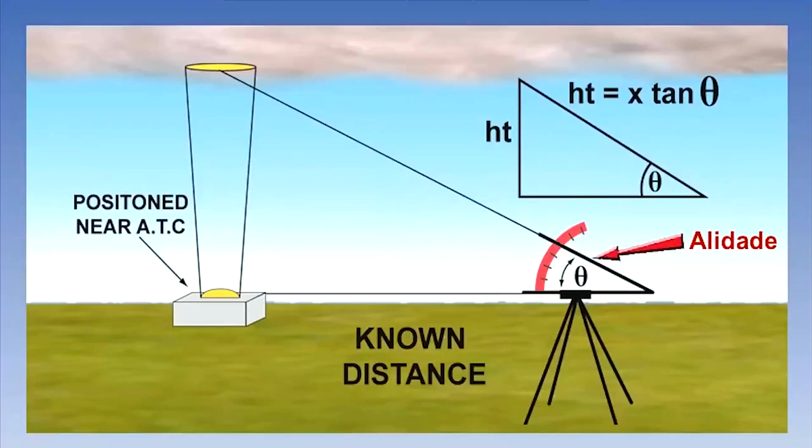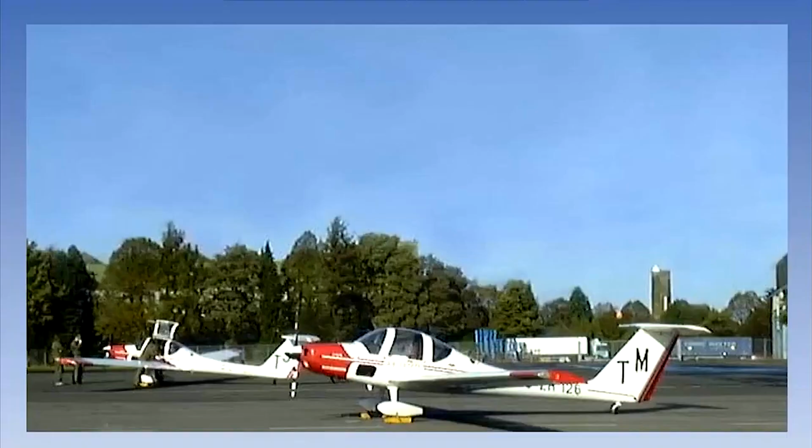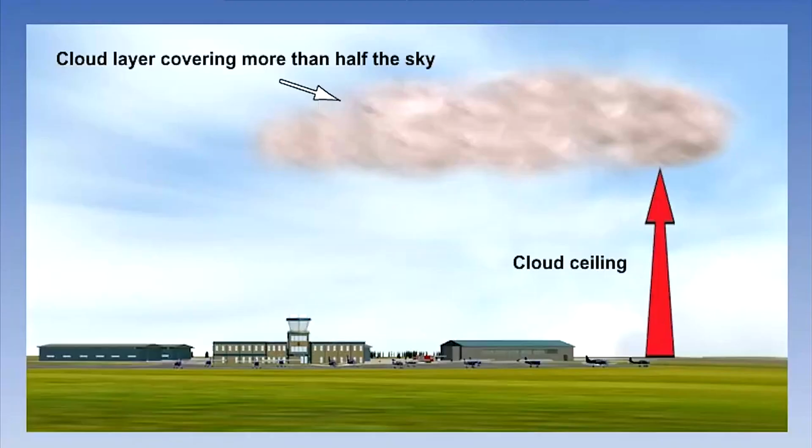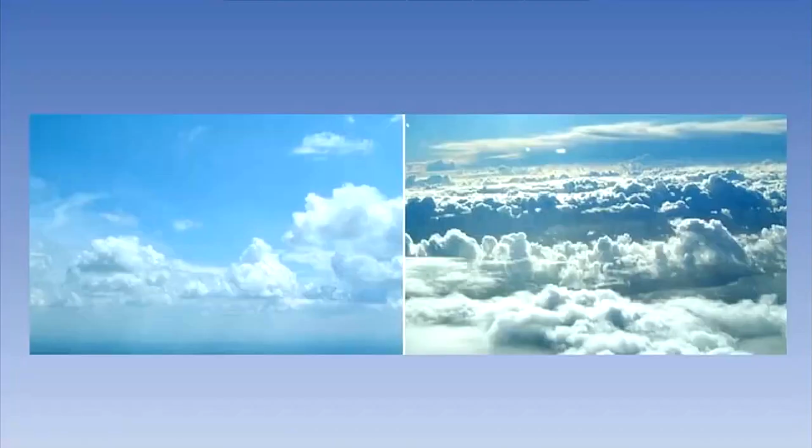You may have heard the phrase cloud ceiling, as in CAVOK, ceiling and visibility OK. Cloud ceiling is defined as the height above aerodrome level of the lowest layer of cloud of 5 octas or more. So, we have looked at convective cloud bases and ceiling. What about cloud tops?